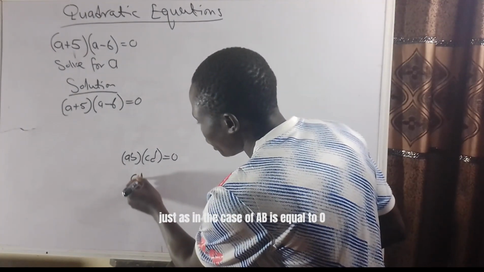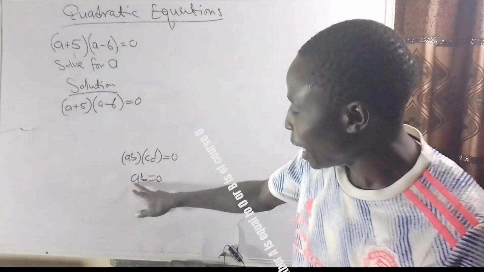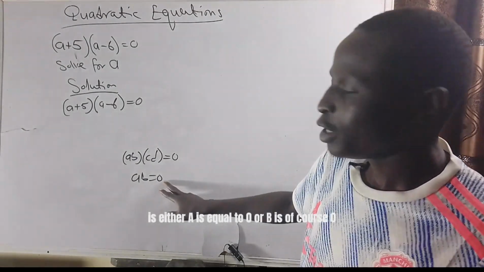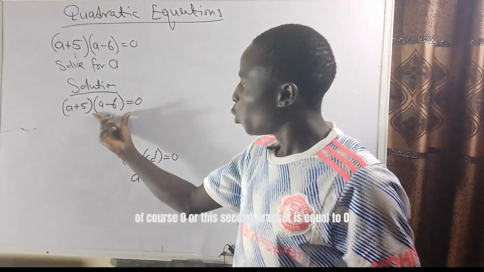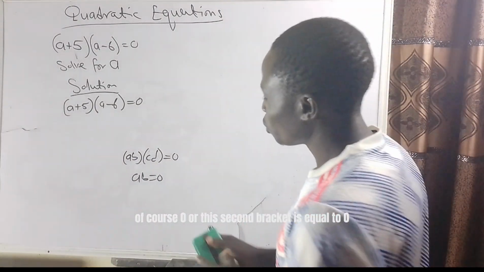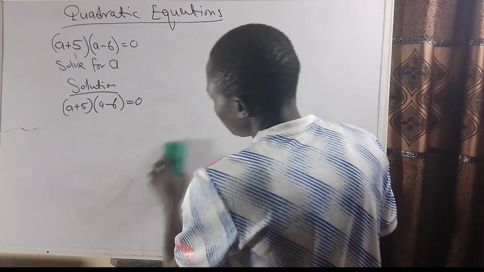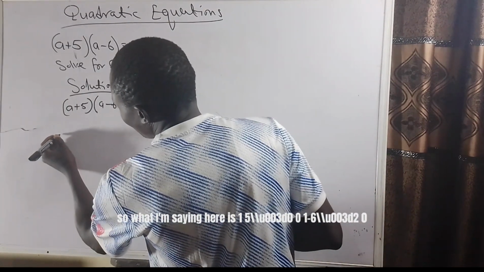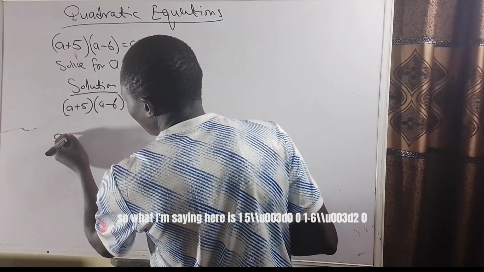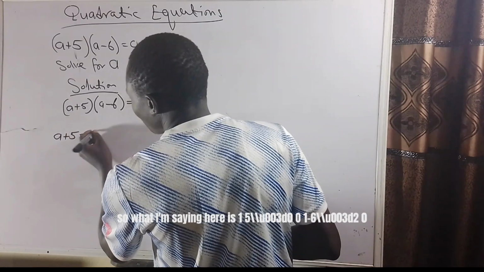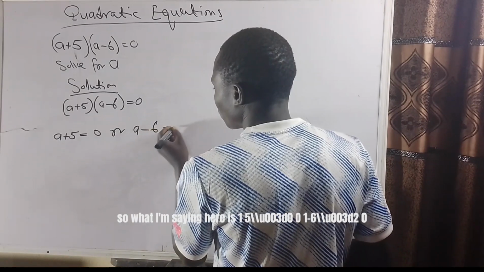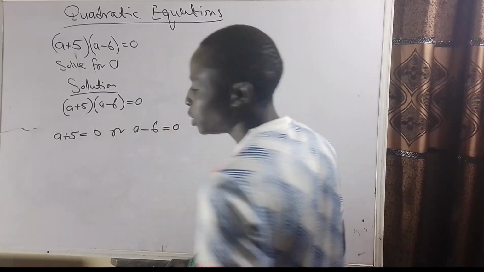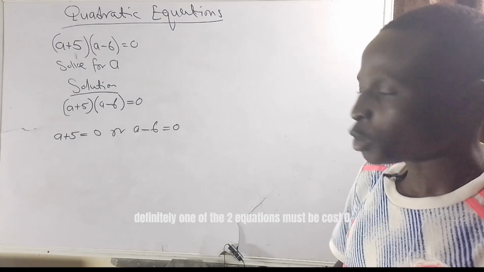Just as in the case of AB is equal to 0, it's either A is equal to 0 or B is equal to 0, the same way it's either this bracket is equal to 0 or this second bracket is equal to 0. So it's either A plus 5 is equal to 0 or A minus 6 is equal to 0. Definitely one of the two equations must be equal to 0.